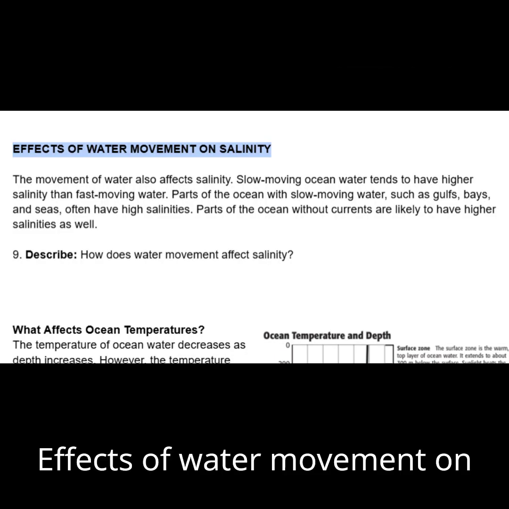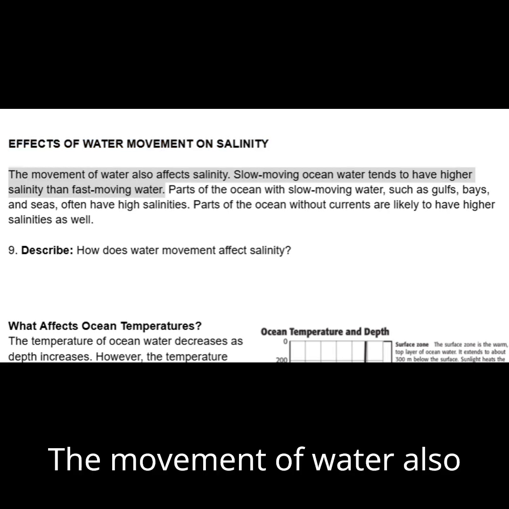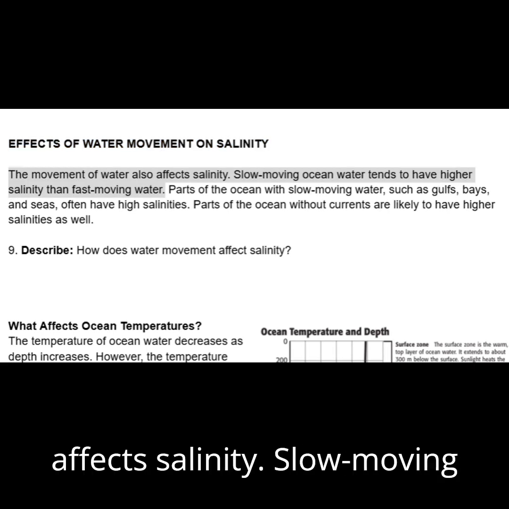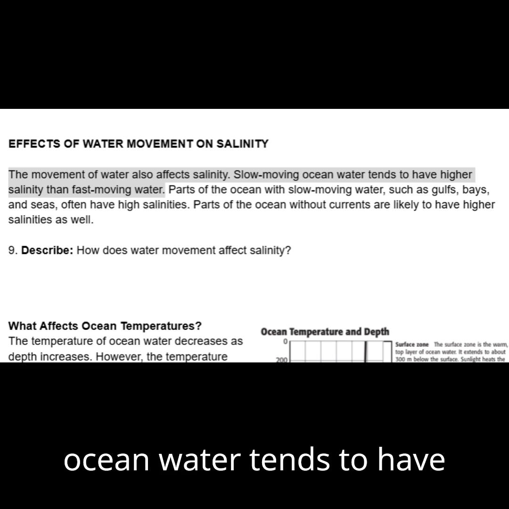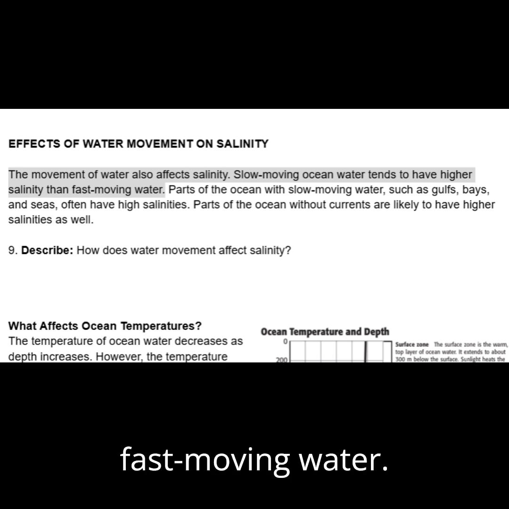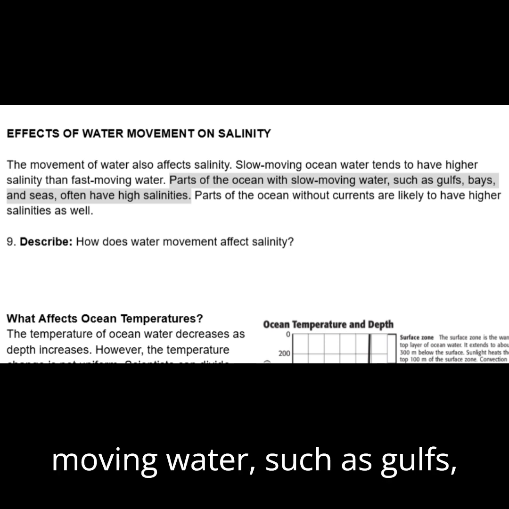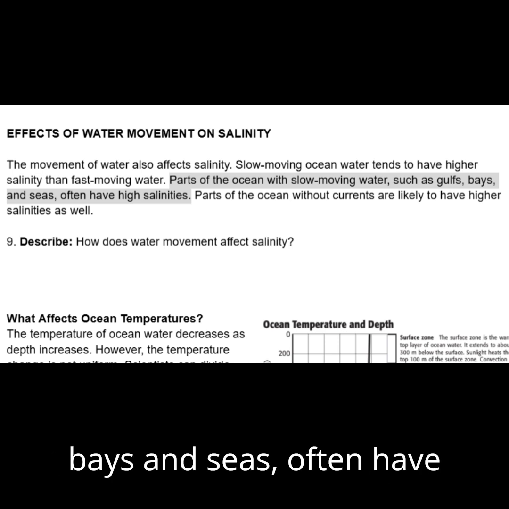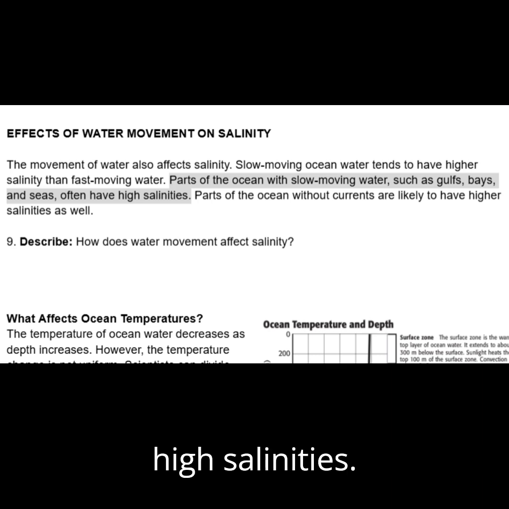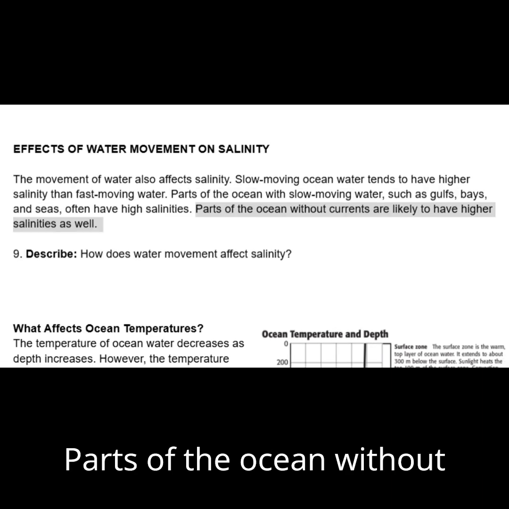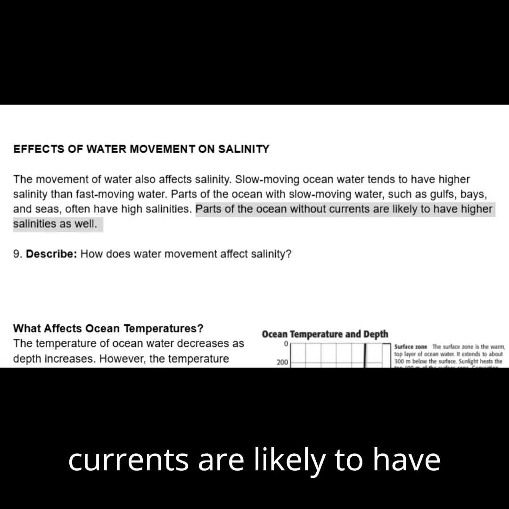Effects of water movement on salinity. The movement of water also affects salinity. Slow-moving ocean water tends to have higher salinity than fast-moving water. Parts of the ocean with slow-moving water, such as gulfs, bays, and seas, often have high salinities. Parts of the ocean without currents are likely to have higher salinities as well.